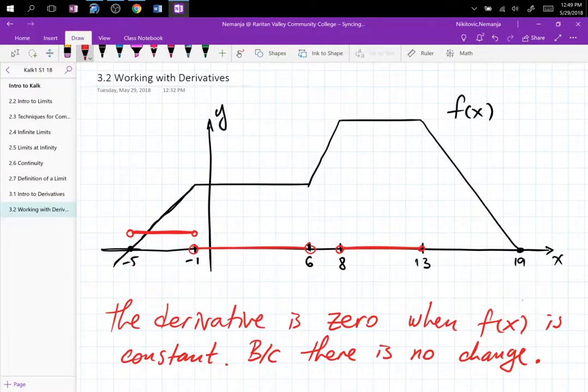Function is increasing. Now, this would mean, if you want to talk about speed, sure, it's 1 mile per hour. You're making progress, right? Between 6 and 8, it's 2, because the slope is 2 over 1. You go 2 units up, 1 unit over, 2 units up, 1 unit over. So the constant slope is 2.